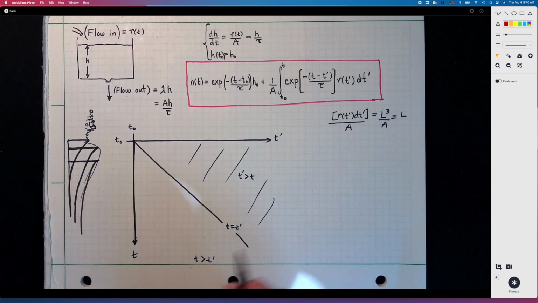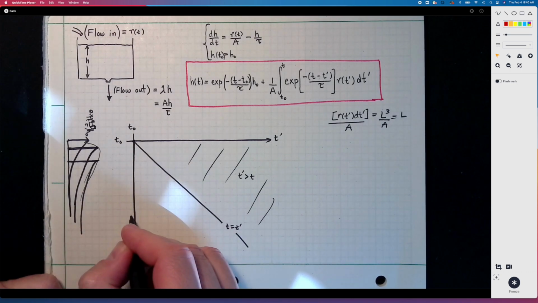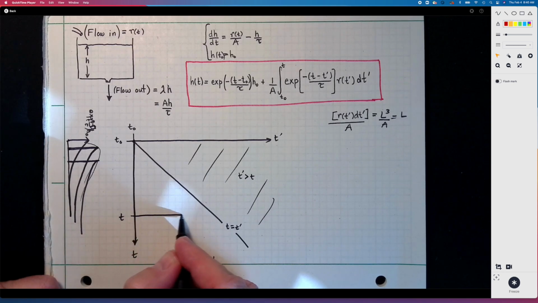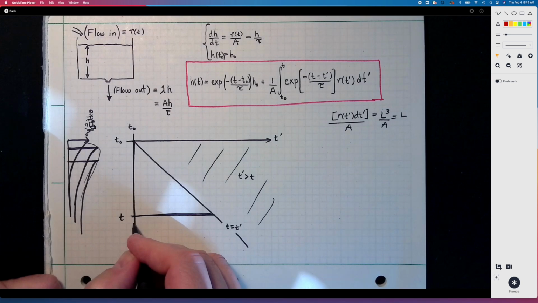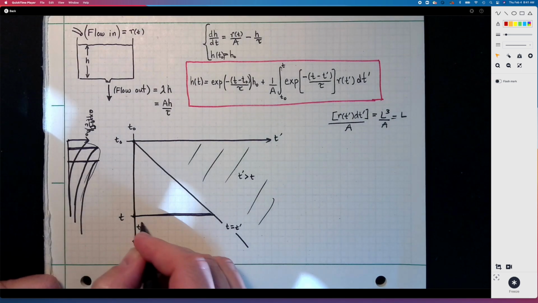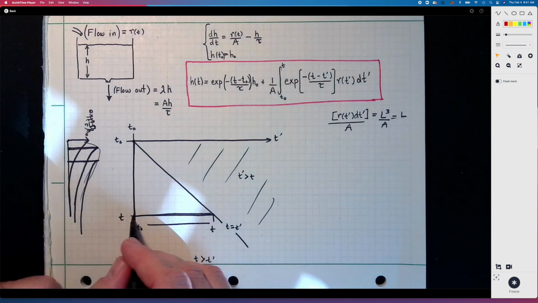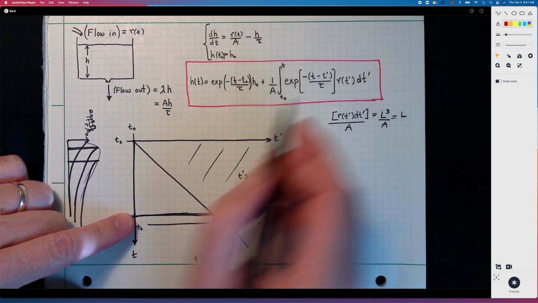And so if I pick a particular time t at which I want to evaluate h of t, I have to sum up the contributions along this line over here, that's the integral, from t naught over here all the way out to here, which is t. So I'm going to sum, and what I'm summing are terms that came in at different times.